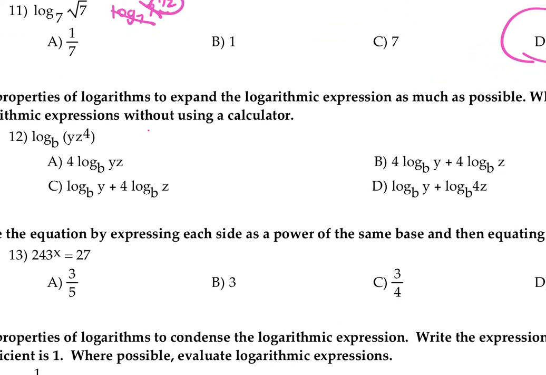12, now we're expanding. Log base b of y, multiplication becomes addition, so plus log base b of z to the 4th, and then the 4th gets bumped to the front. So log base b of y plus 4 log base b of z.